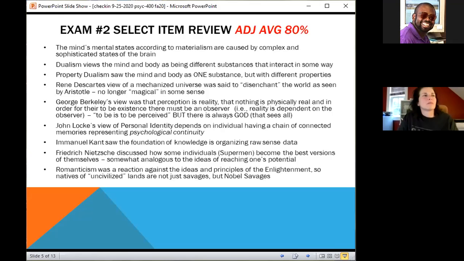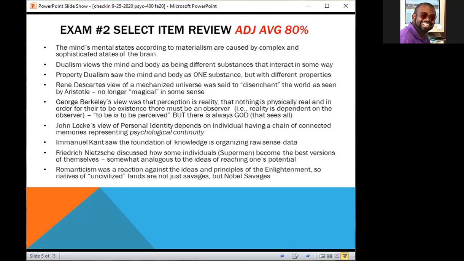And so these items you see bulleted here represent items that were missed at 70% or more, meaning that 70% or more of people missed this particular item. So that's why they're up here. Some of them are a little bit surprising, but let me go over some of these ideas real quickly.